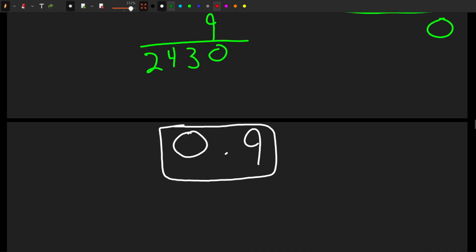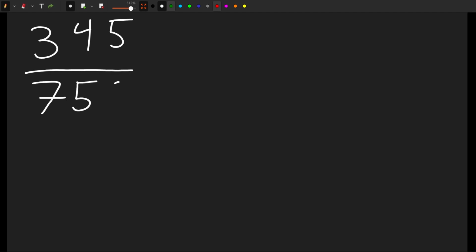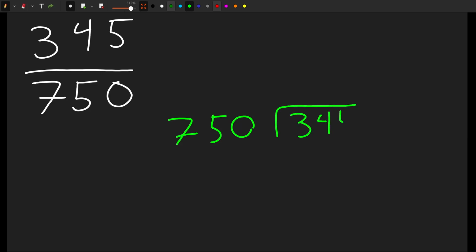Okay. We'll do one more problem, which is going to be 345 divided by 750. So we're going to divide this out. 750 is on the outside. 345 is on the inside. 750 can't go into 345, so I need to get my decimal point, add a 0.